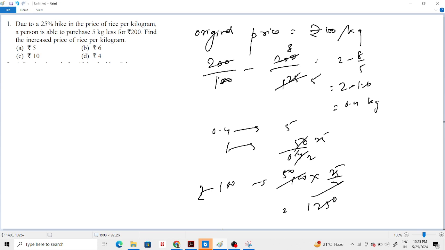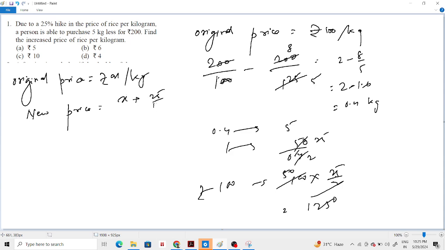So after that, what to do? So that is the old price, and this is the new price. 5X by 4 is the new price. Okay. Now, the original price is rupees X per kg. Now the new price is X plus 25% of X.